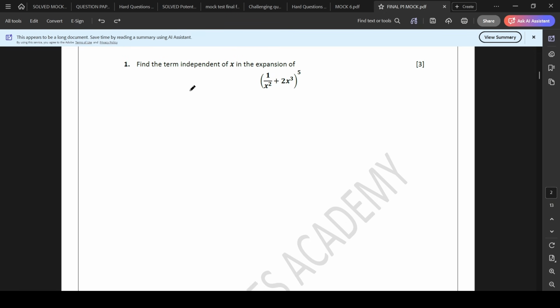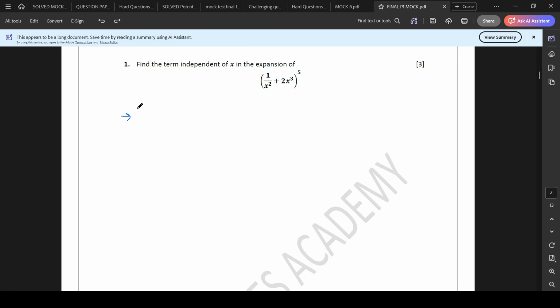So the first question is about binomial expansion, where we are asked to find the term that is independent of x in the following expansion. So what do we mean by a term that is independent of x? This means that we are trying to find a constant term, or a term which is having x to the power of 0. So what is the coefficient of the x to the power of 0 term? This is a direct question that we can solve with the help of a general idea of how you express any term in the following expansion.